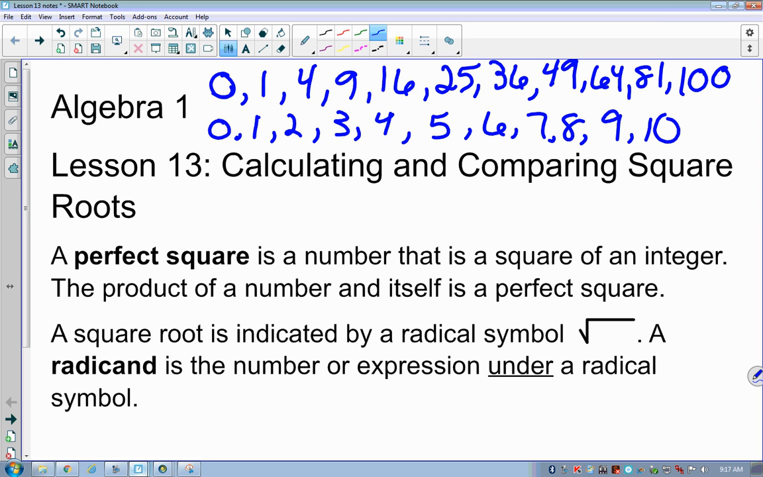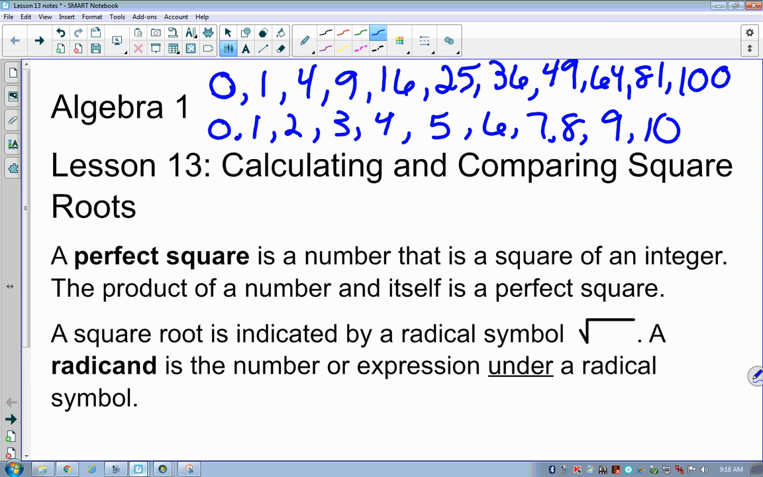We could go 121, which is 11. Then we jump to 169? No, 144, which is 12. 169 is 13. I don't think I know. Is it 256 is 14? Very good. I wouldn't have probably jumped on that. 196? 196 sounds right. And then 15, I think, is 225. That's probably as far as I can go, okay? And I didn't even have all of those just down in my head. But those are all perfect squares, right?